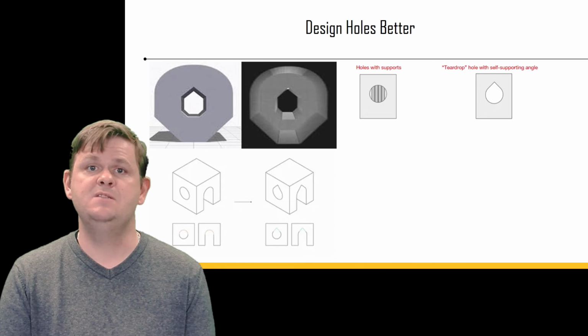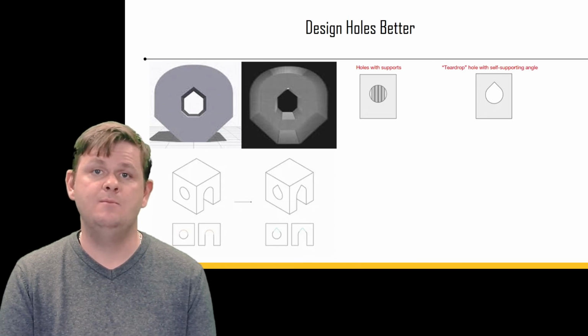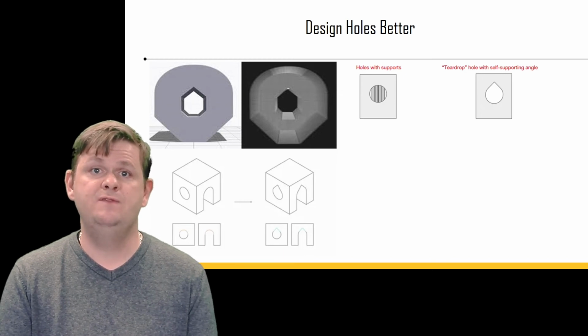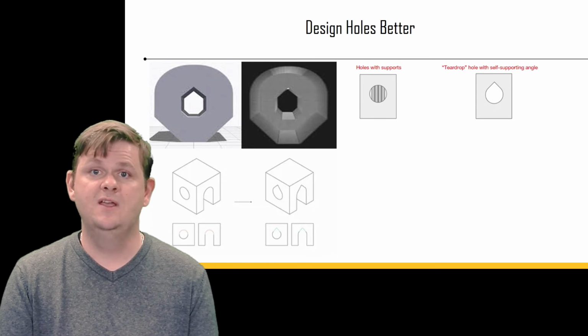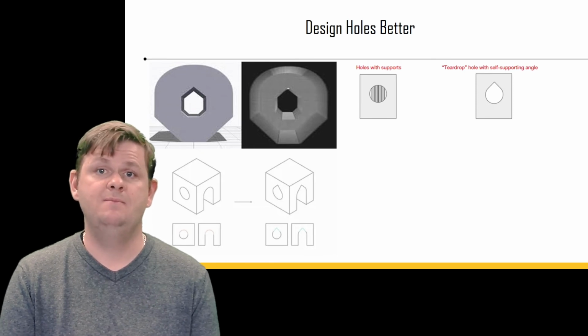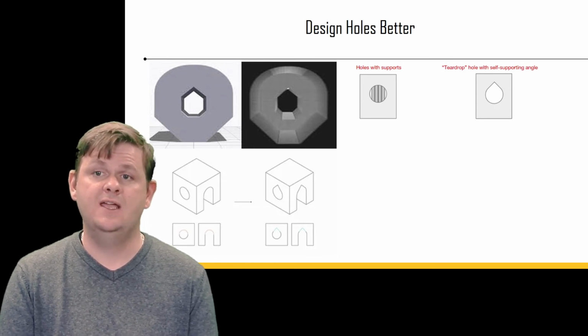One way to get around this is by changing the hole to a teardrop or diamond shape, as we see in these illustrations. As discussed, a 45-degree overhang can be printed without support. The gradually supported angles also mean the hole is more likely to be dimensionally accurate rather than sagging under gravity.